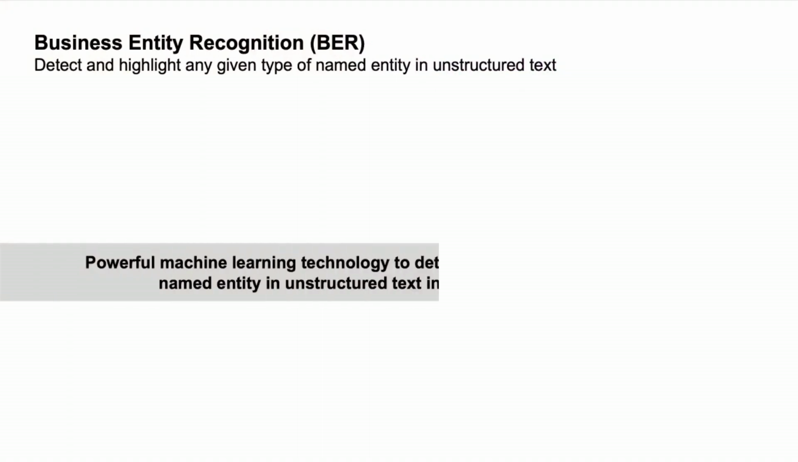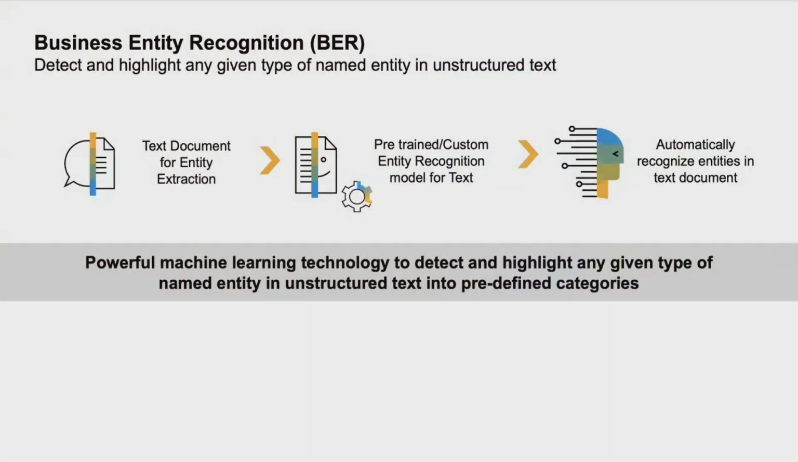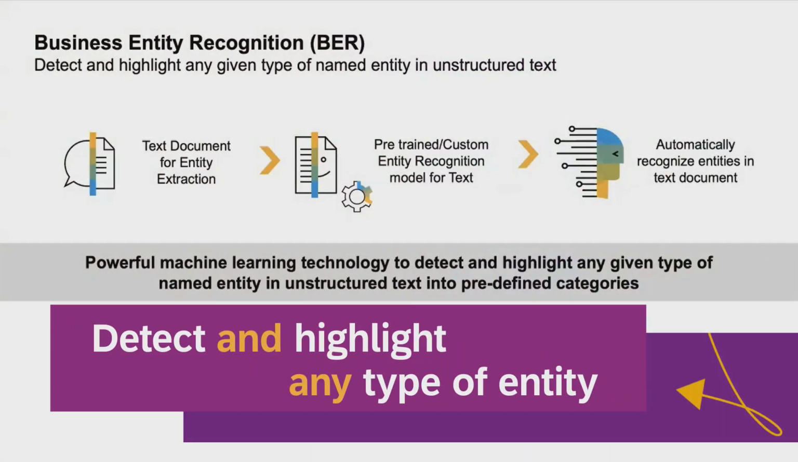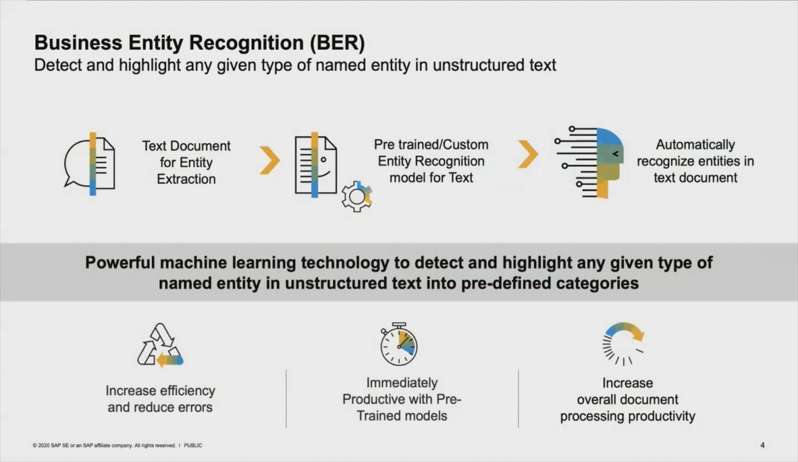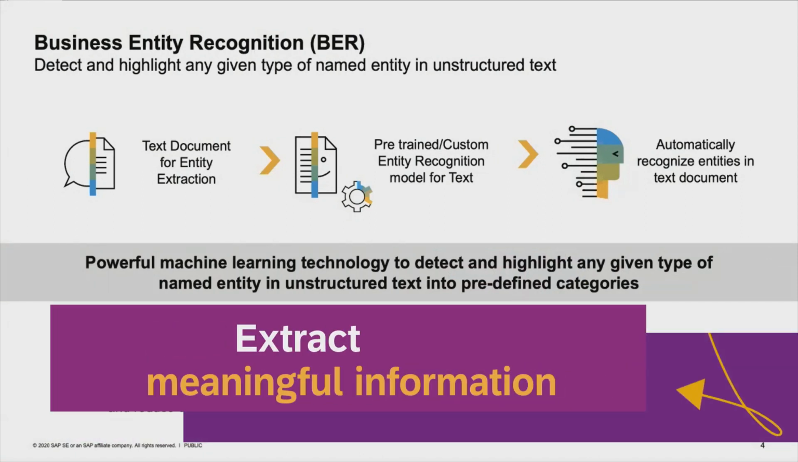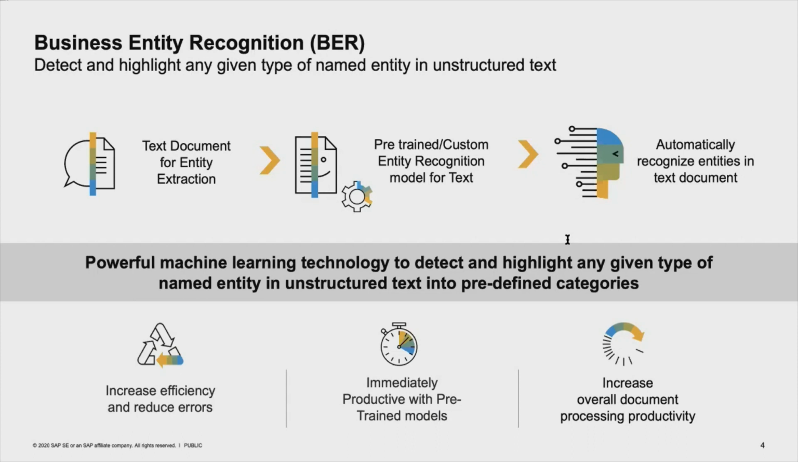Business entity recognition is a service that is used to detect and highlight any given type of named entity in unstructured text. Unstructured text can be anything ranging from emails or chats. The purpose of this service is that if we have unstructured text and we want to extract some meaningful information out of that, we can easily do that without manually reading through the text.